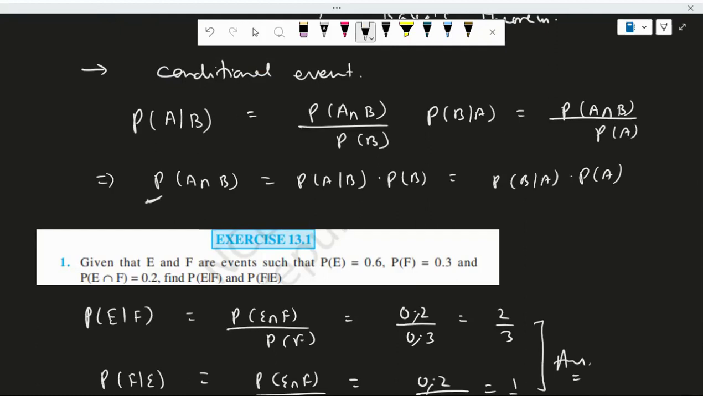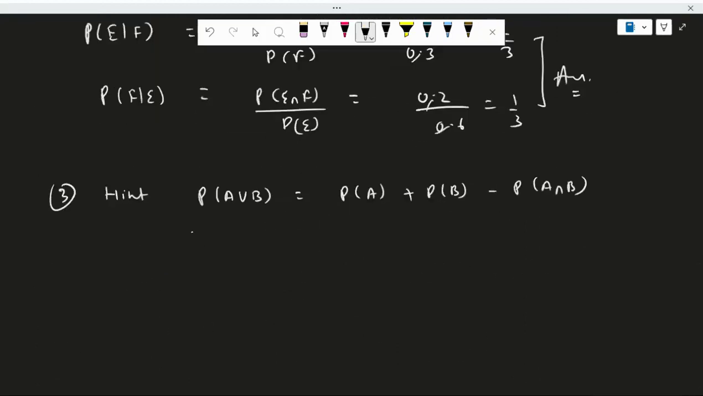Okay, so P(A intersection B) is P(B over A) into P(A). What is given? P(B over A) is given. So P(B over A) into P(A).